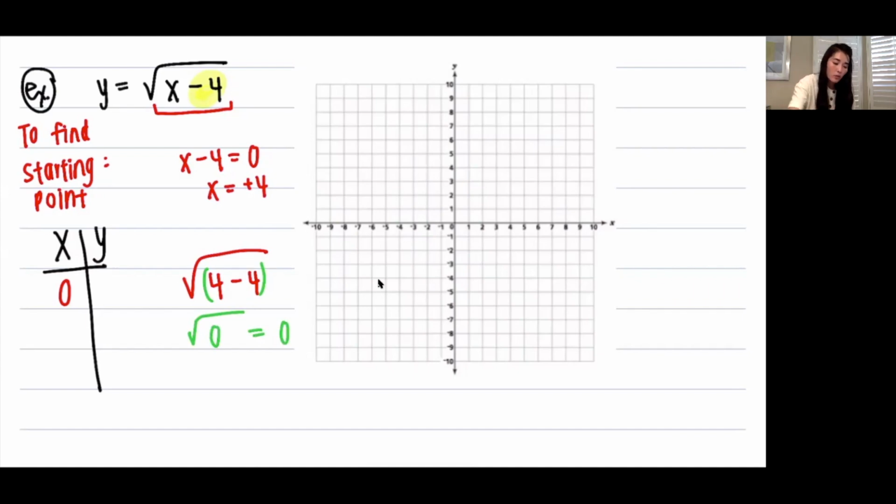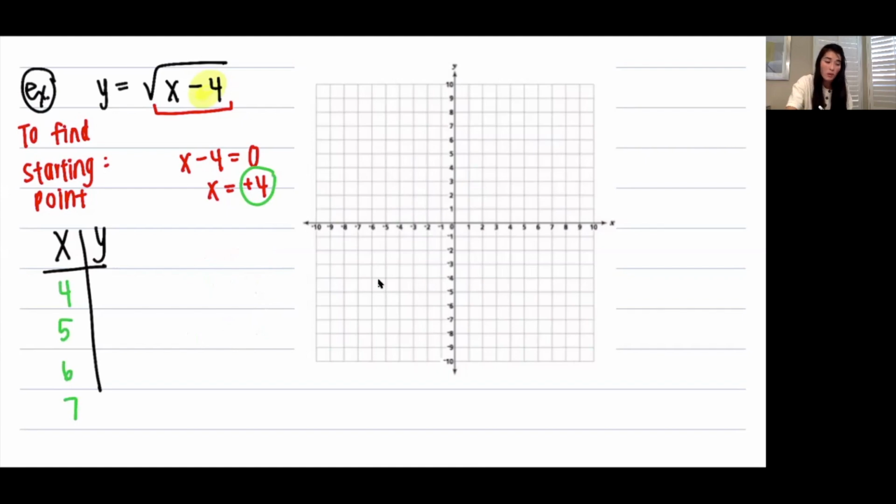So again, the first thing you always want to do with a radical problem is set whatever is underneath the radical sign equal to 0. That is going to give you your starting point. Like we saw here, this 0 is no longer the starting point. The starting point is 4. So 4 is our starting point, and then I would go 5, 6, and 7. So again, remember, set that equal to 0.